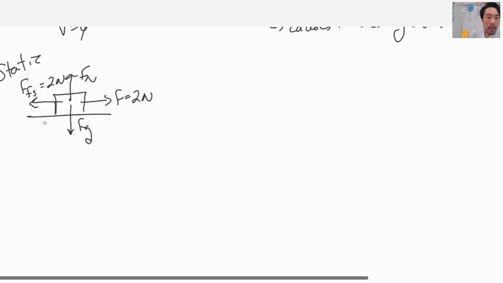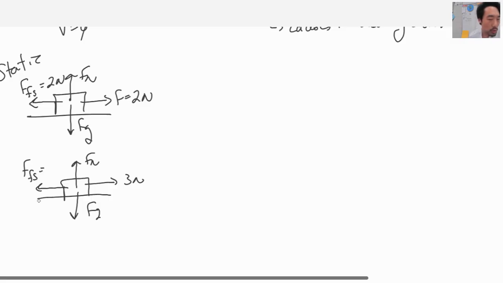Okay, now same idea, but let's say we push it a little bit harder. Even if we push it a little bit harder, the object still doesn't move. So if it's still not moving, we must be in equilibrium. And if we're in equilibrium, the force of friction static must be equivalent to however hard you're pushing, 3. Right? And then we can continue with these examples.